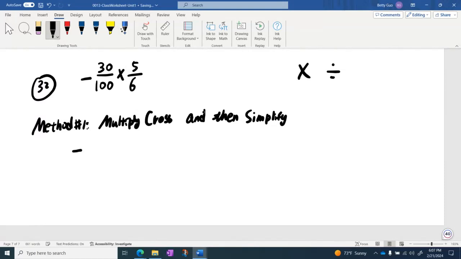So we have negative 30 over 100 multiplied by, the multiplication symbol can be written as a dot, right? Dot also means a multiplication symbol. Multiplied by 5 over 6.